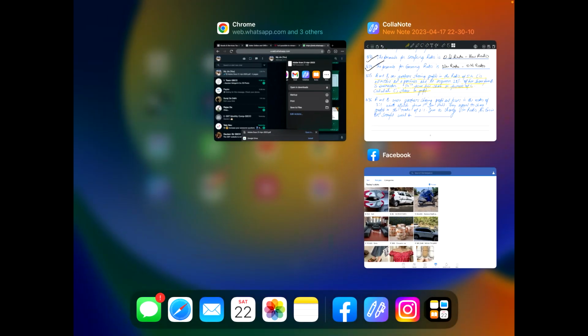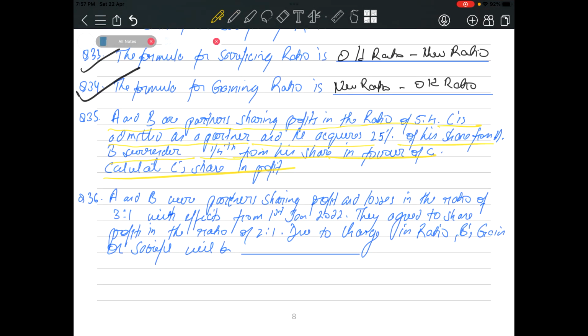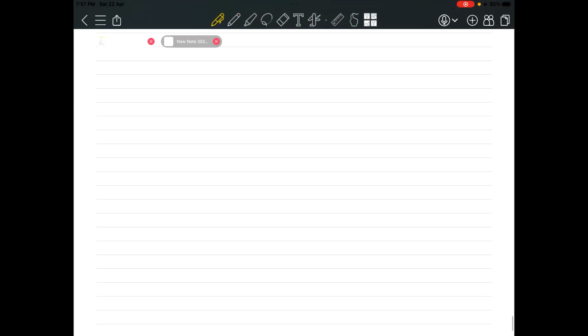Wait, let me just open a new tab. Okay, for this it was, I guess, this, right? No, this is the same. It was this, yes. Okay.